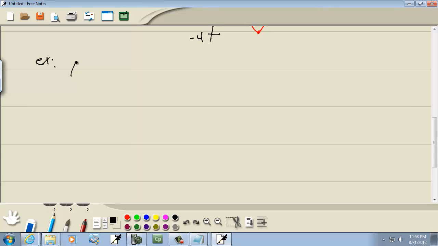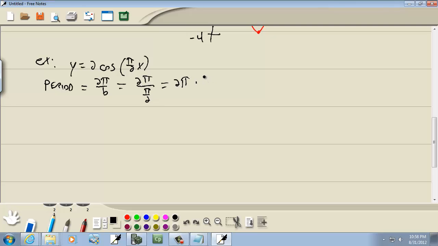Okay, so we got y is equal to 2 cosine of pi over 2x. And again, our period is going to be 2 pi over b, and b is the number for our x. So we've got 2 pi over pi over 2. Got a single fraction downstairs, so flip it, take the reciprocal of it, and multiply it times the top, and the pi is going to cancel. And then we got 2 times 2, which is 4.